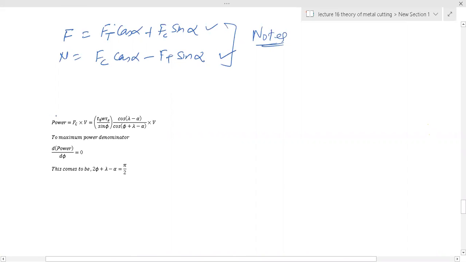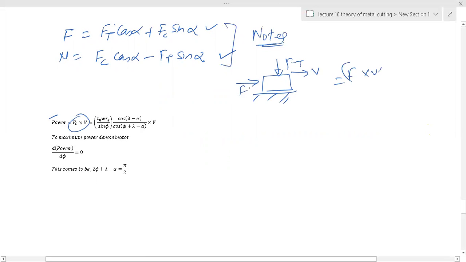Now what is power? In a cutting operation, the thrust force is perpendicular to the velocity, so there is no movement along the force. Movement is along the cutting velocity only, so power will be Fc into V. All power will be consumed in cutting only. There is no power consumption in thrust, because if somebody applies a force F but it is not moving, there is no work done. But if the force is applied and it moves with velocity V, then F into V is your power.